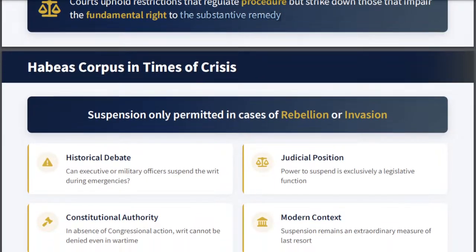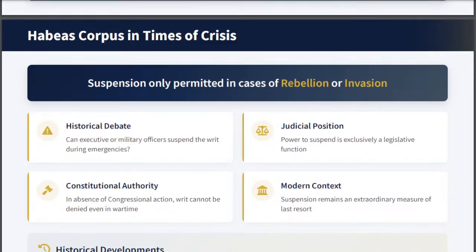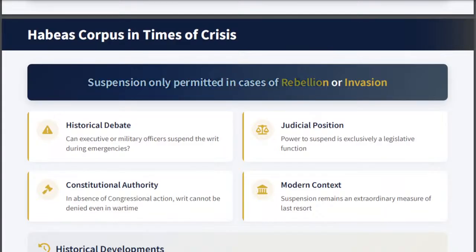So here we go. Habeas corpus in times of crisis. Suspension is only permitted in cases of rebellion or invasion. There's a historical debate: can executive or military officers suspend the writ during emergencies? Constitutional authority: in the absence of congressional action, the writ cannot be denied, even in wartime. The judicial position is that the power to suspend is exclusively a legislative function. So Congress. In the modern context, suspension remains an extraordinary measure of last resort.